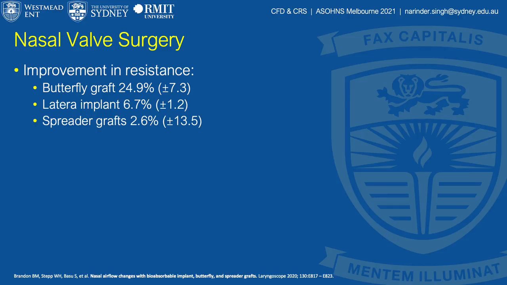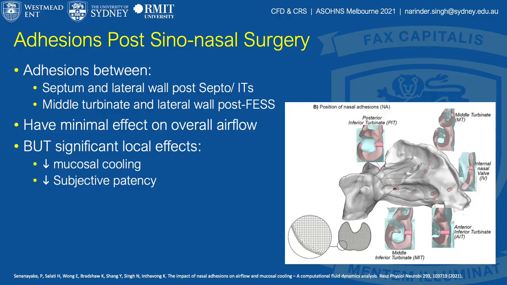CFD has shown that in the nasal valve, butterfly grafts are highly effective, and as us clinicians have always suspected, spreader grafts provide little airway benefit in the majority of patients, their role being mostly cosmetic. We have shown that adhesions following sinonasal surgery have minimal impact on overall airflow, but significant local effects downstream to the adhesion site. And this explains why patients with a tiny adhesion often complain of much more obstruction than would be expected. Our master's student Herschel and our honours student Praveen will present these results separately.